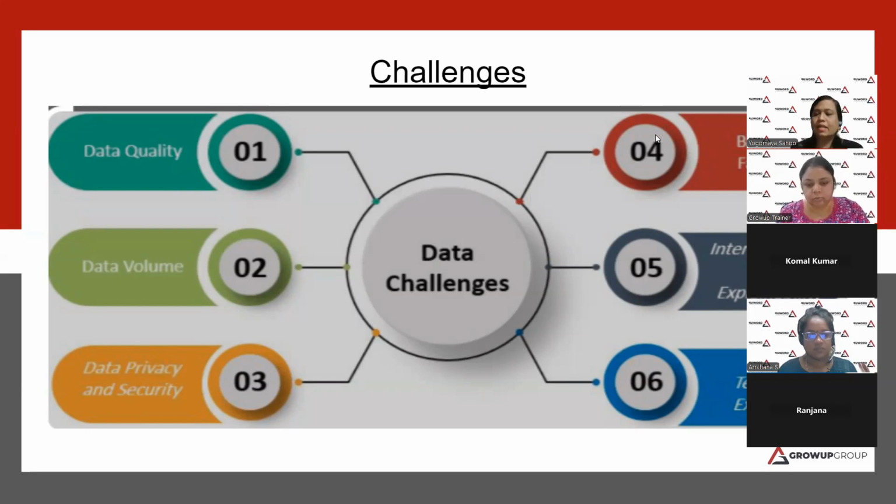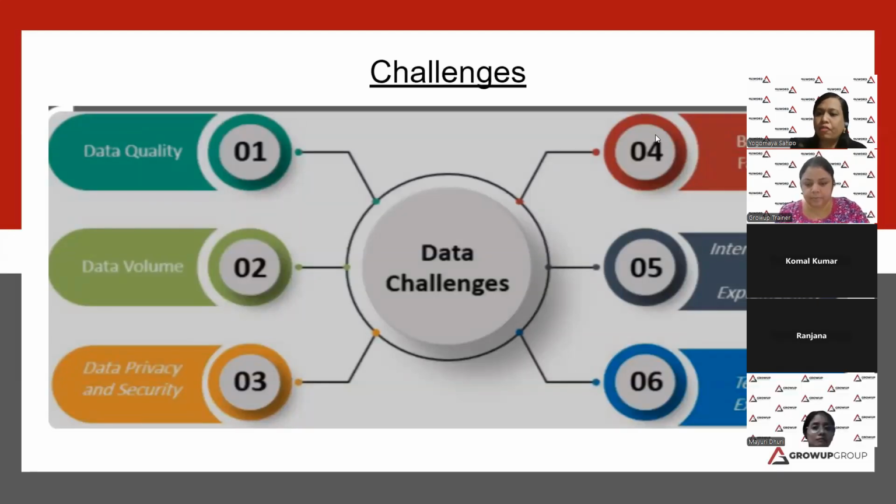Next is technical expertise. It is difficult to achieve reliability and accuracy of machine learning in real-world applications. So these are the basic challenges of curated AI, which the company should know before implementing this. And after implementing also, the company will come to know these are the challenges. So accordingly, they will overcome them to get better performance.